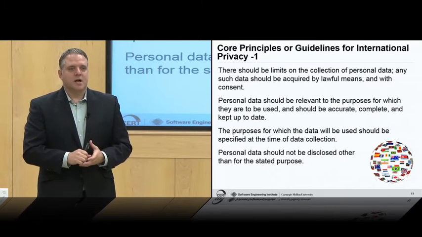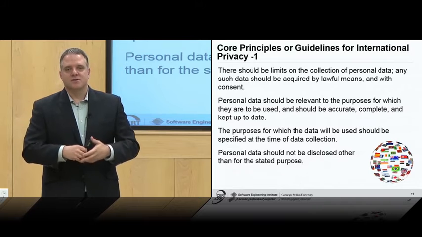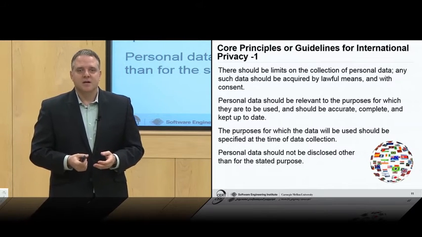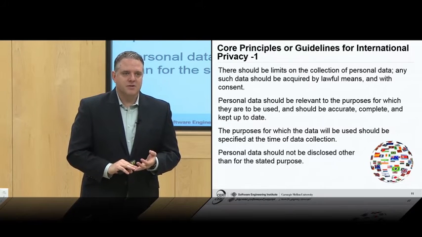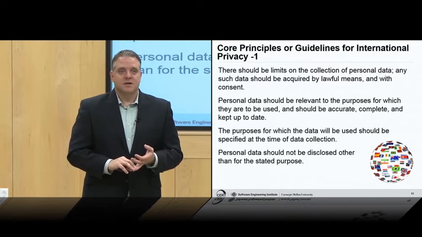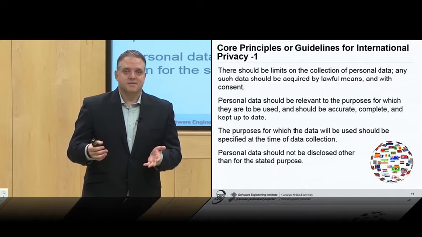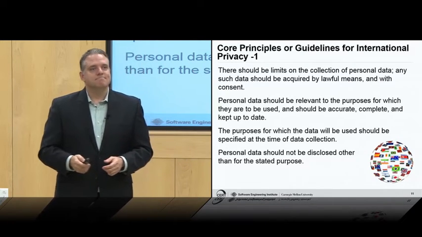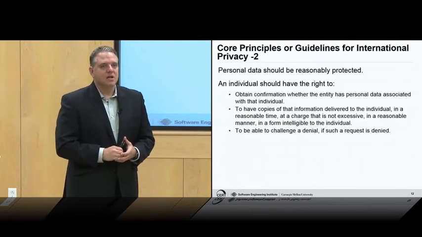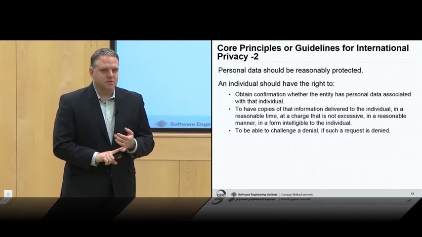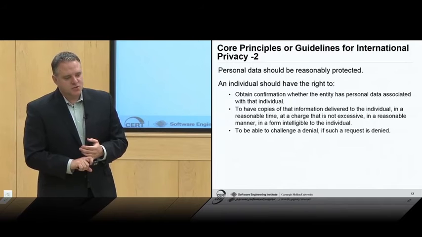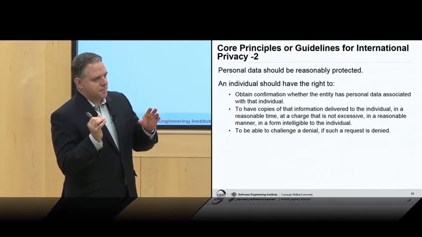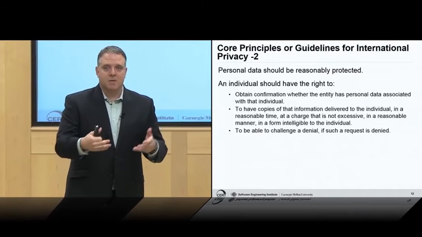And then the bottom one there, personal data should not be disclosed. This is kind of an obvious, well, yeah, that goes without saying. You don't want to disclose personal information to non-authorized people or entities. This is how data breaches occur. Personal data should be reasonably protected. This goes to, you don't want to leave information on publicly available systems where it could be compromised and used for identity theft.